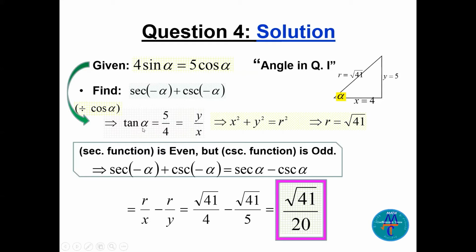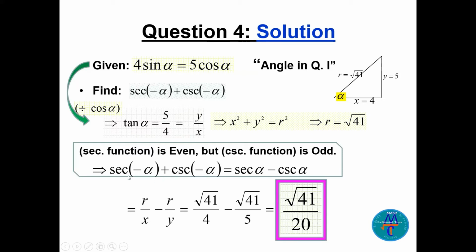Now, by definition of tangent function, it will be y over x. So y will be 5, x will be 4. So we can use the Pythagorean theorem. X squared plus y squared is equal to r squared. So r will be the square root of 41. R is always positive.